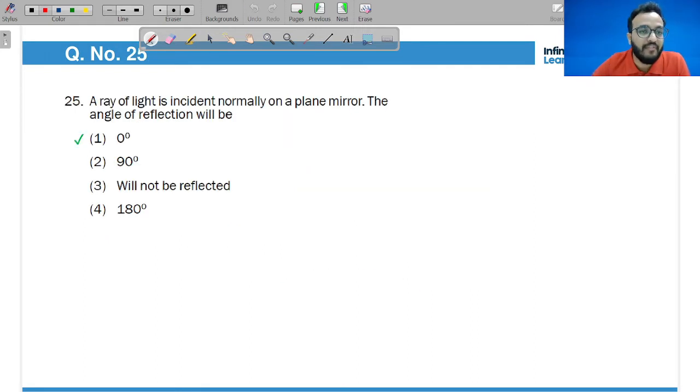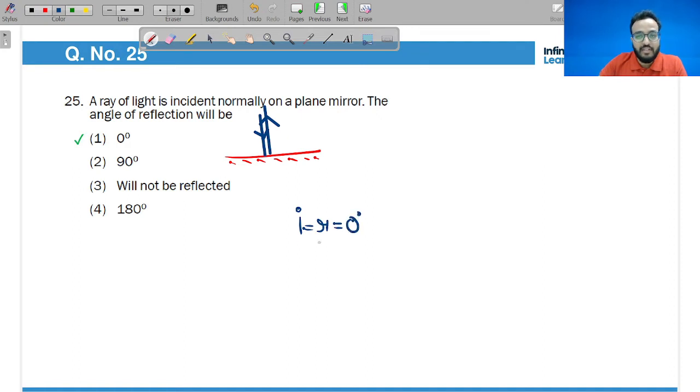Let's move ahead. 25. A ray of light is incident normally. See, if this is a plane mirror and the ray of light is incident like this, that means it is parallel to the normal. And if it is parallel to the normal, then what will happen? It will go like this only, right? And I will be equal to R will be equal to 0 degrees.